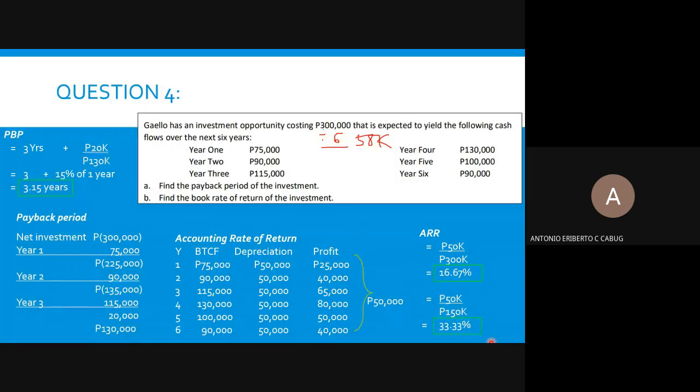Either it's 16.67% or 33.33%. That's the correct answer for letter B. Those are the possible correct answers for letter B.